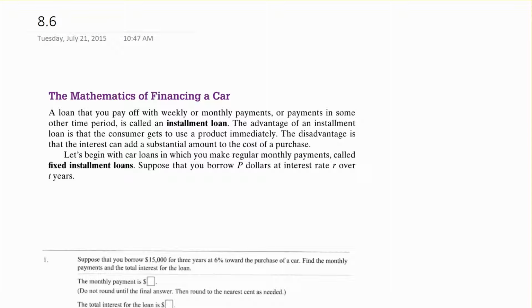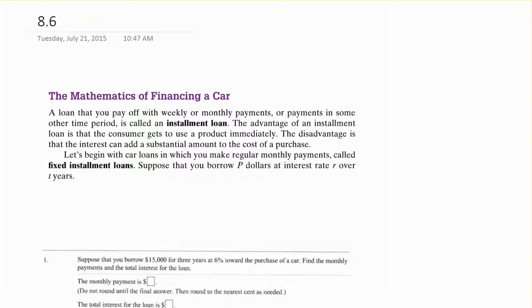In section 8.6 of the finance unit, we're going to talk a little bit about the mathematics of financing a car. So this is going to go kind of in the opposite direction. In our last lesson, we talked about an annuity where we were saving money toward a future value. This time, we're going to have a present value, which is a loan on a car. We're going to make payments in an effort to get its future value to be zero.